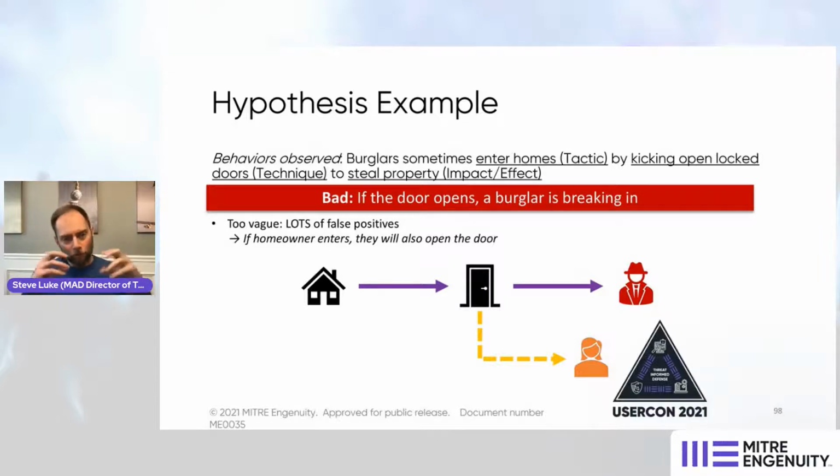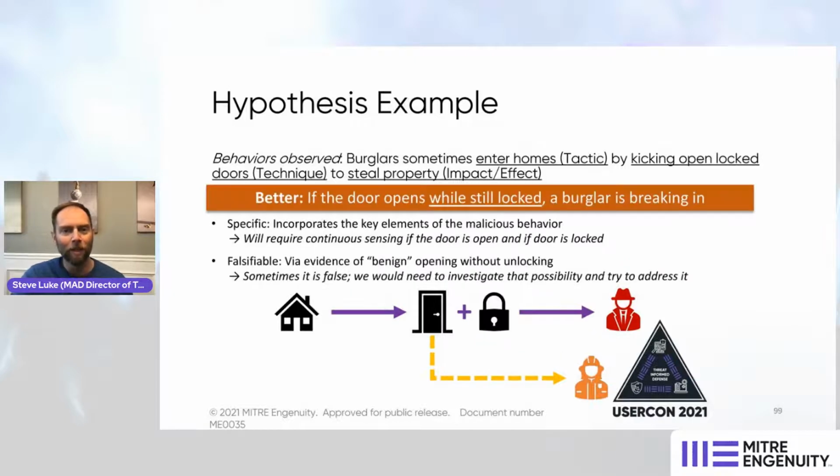And so using that understanding of their TTPs, we can come up with a hypothesis. A bad one that we might start with would be, if the door opens, then a burglar is breaking in. And so we want to monitor for when that happens. But there are going to be way too many false positives, right? Every time anyone comes in the door, that will trigger. So we can refine that and say, well, what if it opens while the door is still locked? Okay, now that's more likely to be malicious activity.